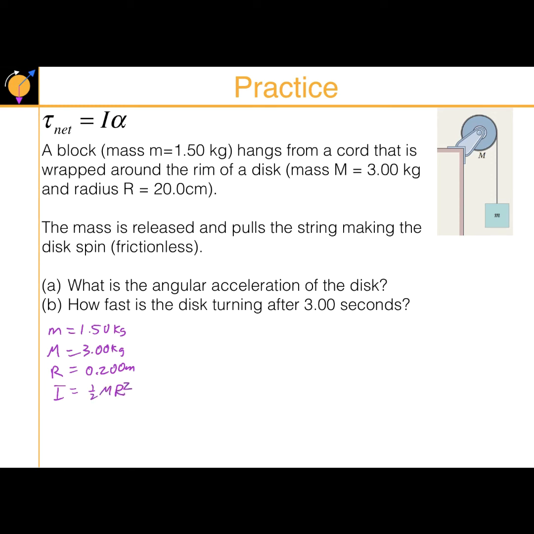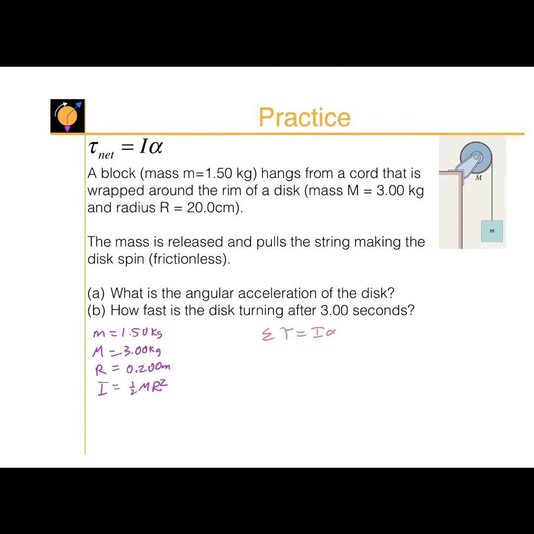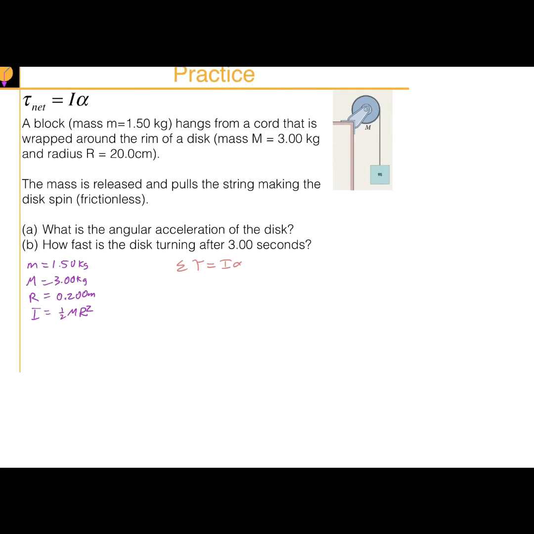Now, we can do this by doing sum of the torques equals I alpha, and by using sum of the forces in the y direction equals mass times acceleration. Okay, so what's happening here is, well, let's draw an extended body diagram for the sum of the torques one, right?